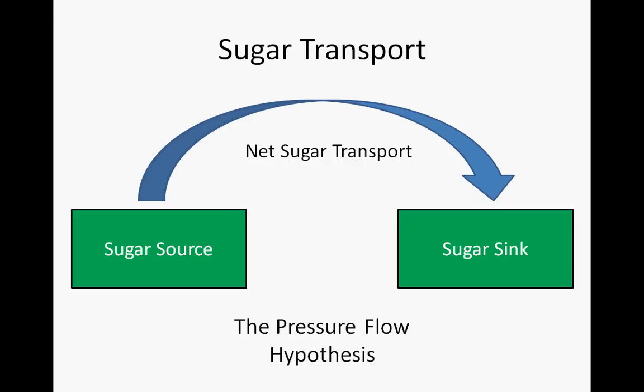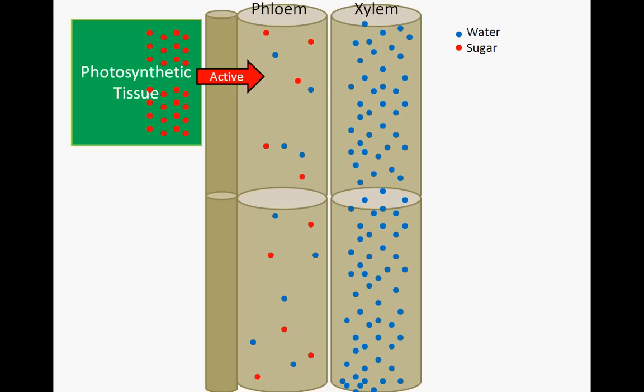Think for a moment about what tissues in a plant are likely to be a source of sugar. Hopefully, you remember that sugars are initially synthesized by a plant in its photosynthetic tissues, the leaves. These newly synthesized sugars are then moved into the phloem by active transport. Remember that active transport requires energy expenditure.